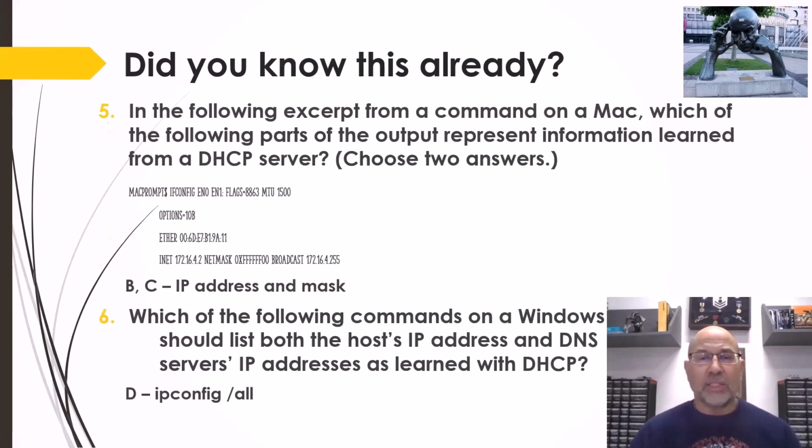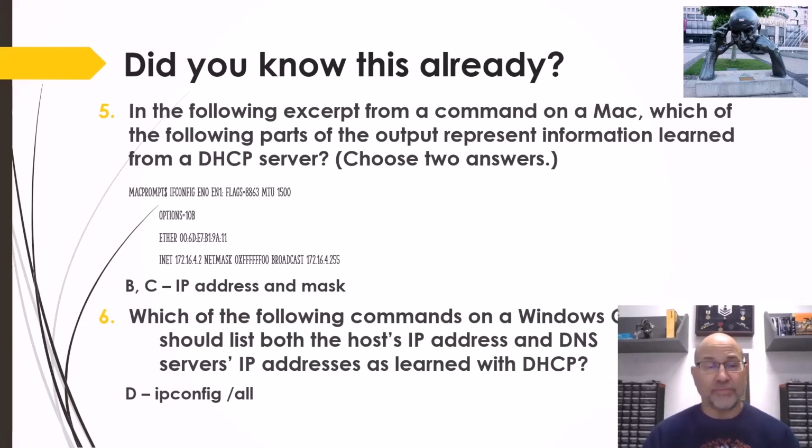In the following excerpt from a command on a Macintosh computer, which of the following parts of the output represent information learned from a DHCP server? Well, if we think about what we just configured and we think about the basics, we know that the IP address and the mask will have come from the server. All of this other stuff is interface specific or automatically figured out.